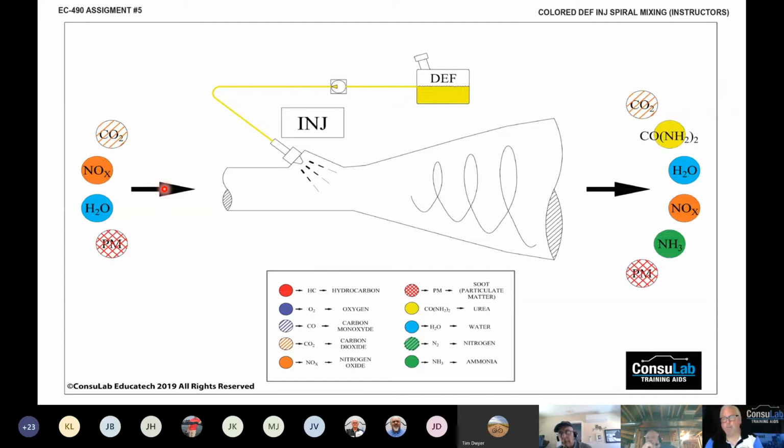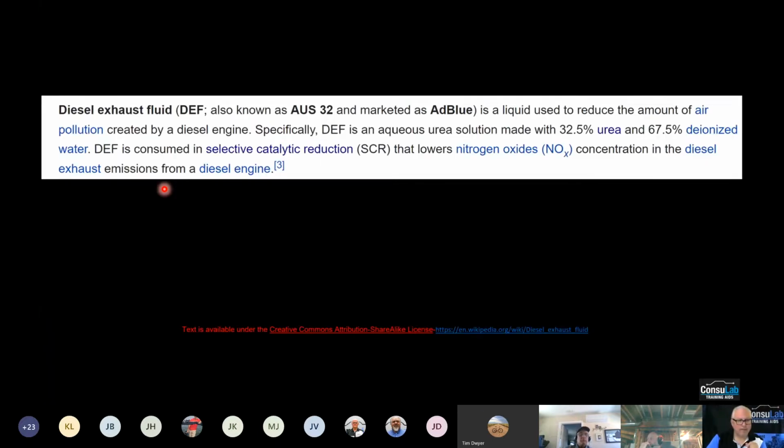So the chemistry of the urea, I'm not going to get very much in depth into that. Does the student need to know the exact composition, other than it's a mix of urea and water at a certain percentage that needs to be accurate? That's something we're going to talk about here in a little bit. Diesel exhaust fluid, here it is.